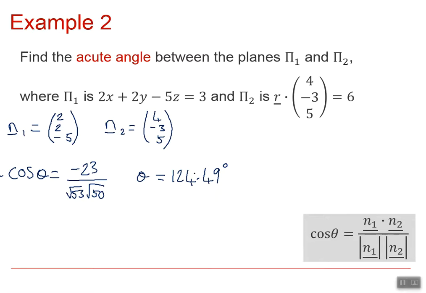So it's very easy to make a mistake here and leave that as your answer. If we just look back at the question, it wanted the acute angle. So the angle that we're looking for is going to be 180 minus theta. So that is 55.5 degrees.